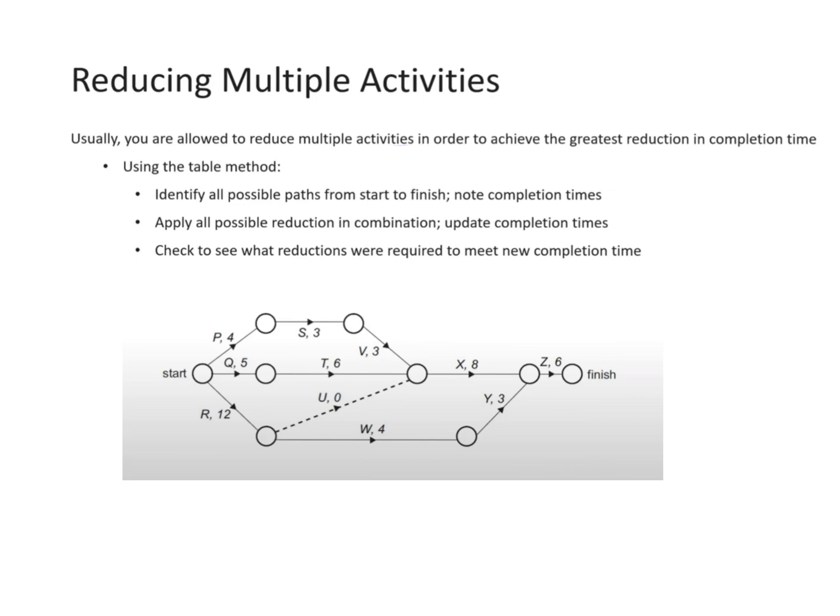So first of all, identify all your paths. This is what we do in the table option. Then apply all possible reductions and update your times. So we'll see that. And then we check to see which reductions are required. And so this will make us, at the cost, we have to look at the costing as well. So this will make sense once we do a bit of examples.